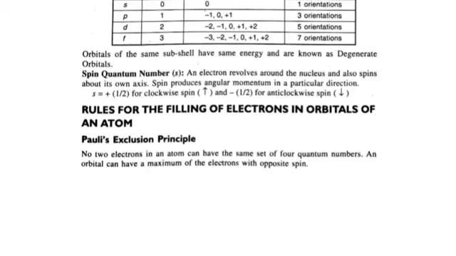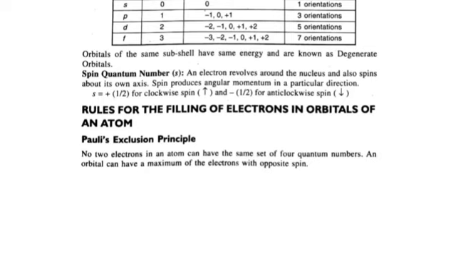Spin quantum number. An electron revolves around the nucleus and also spins on its own axis. Spin produces angular momentum in a particular direction. s is equal to plus half for the clockwise spin and minus half for the anti-clockwise spin.